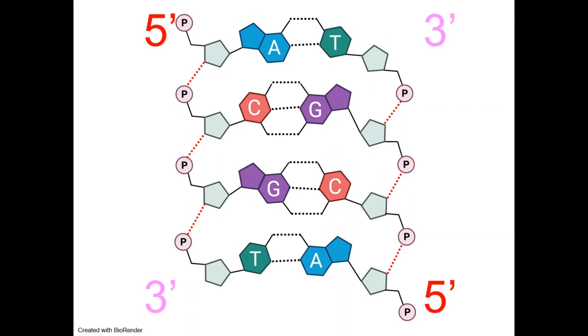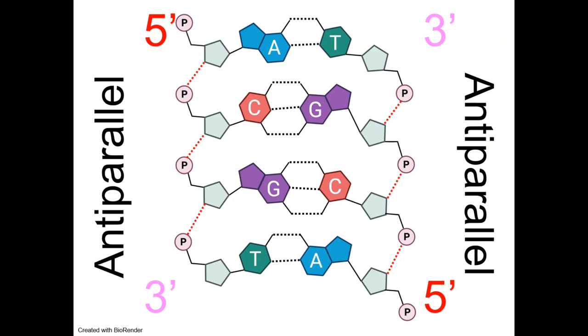We've built a small strand of DNA. The 5' end is designated by the phosphate group, and the 3' end is designated by the sugar group. Remember, the DNA strands are anti-parallel, meaning they run in opposite directions.